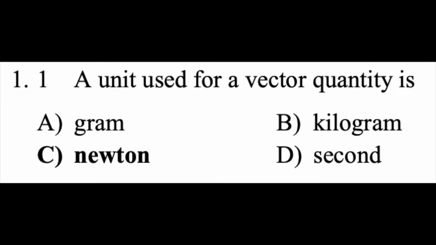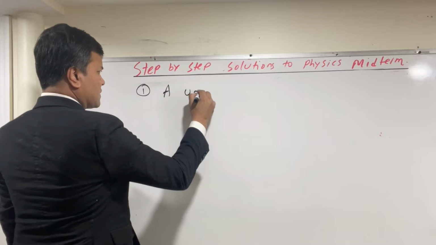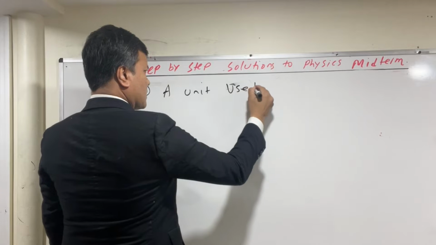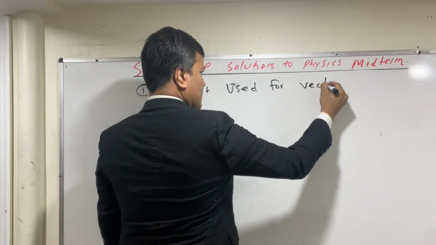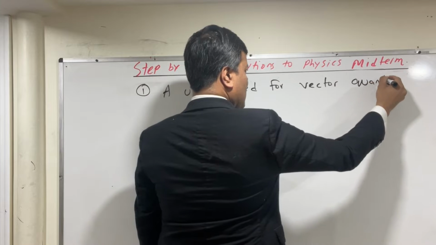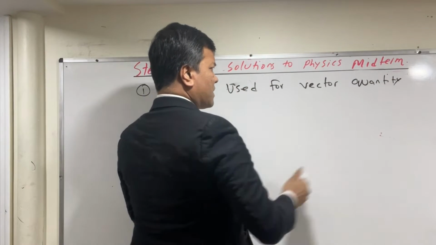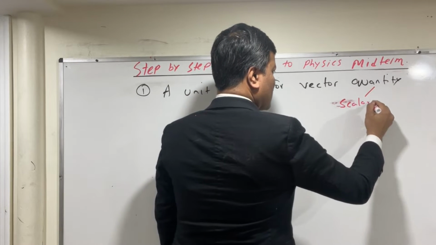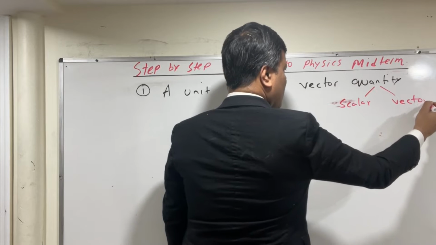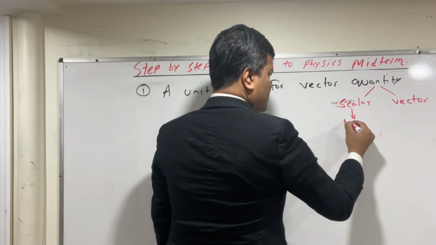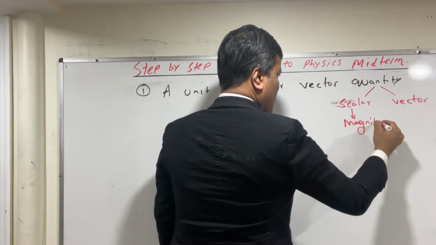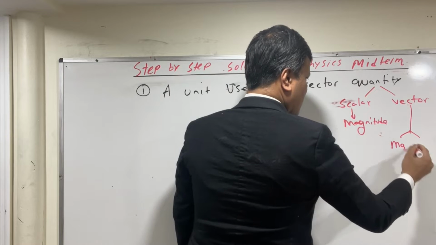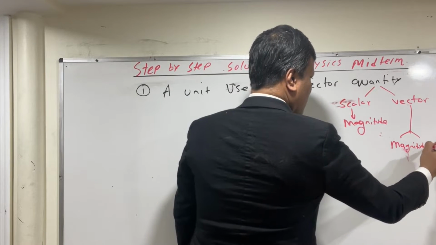So here's what I ask you: a unit used for vector quantity. To remind you, there are two types of quantity: scalar and vector. Scalar gives you one information, magnitude, and vector gives you two information, magnitude and direction.